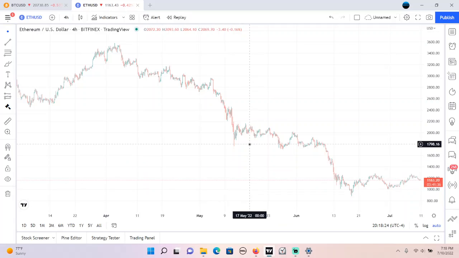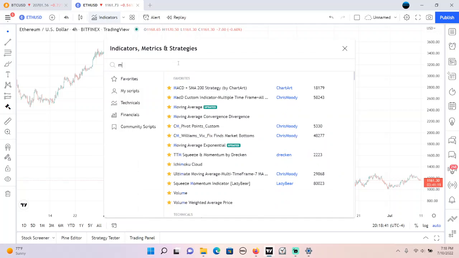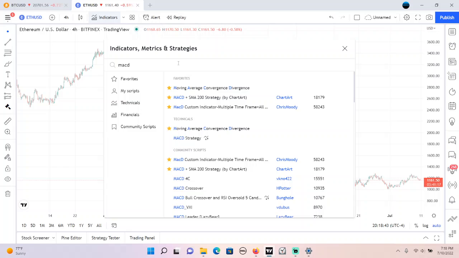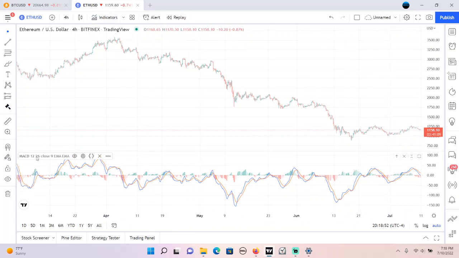Hello, so in the previous video I introduced the moving averages and how you can use them, and this will play nicely into what I'm going to explain to you today, which is the MACD indicator. So you go to your indicators and type in MACD, which is the moving average convergence divergence. So let me explain this for you.